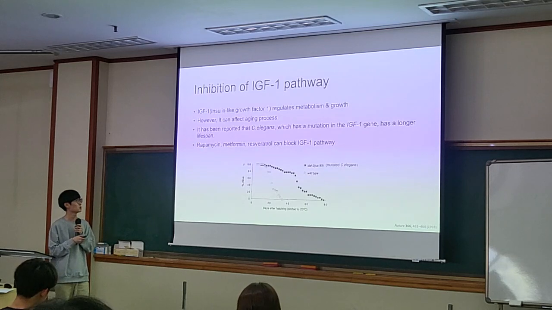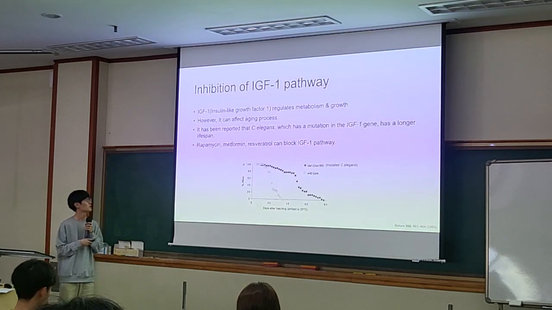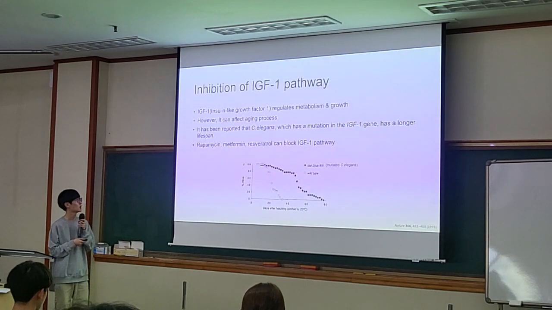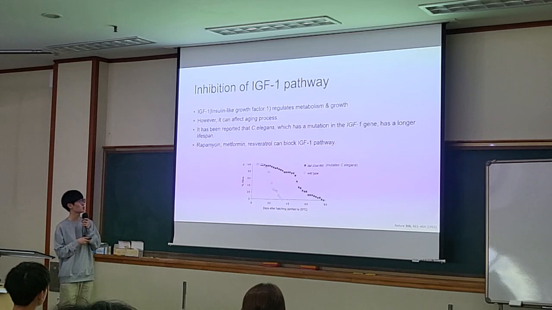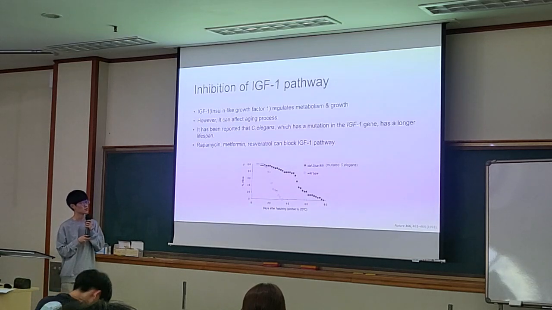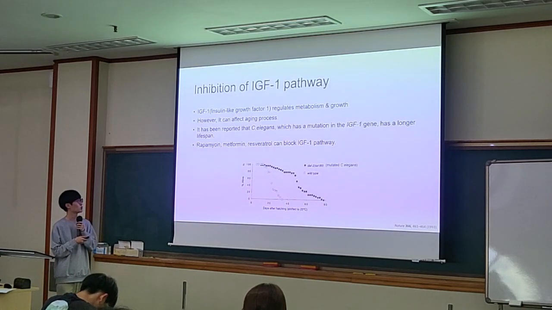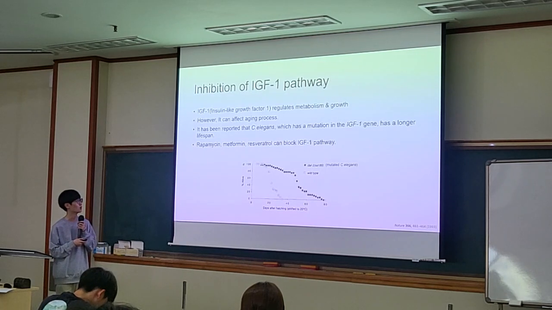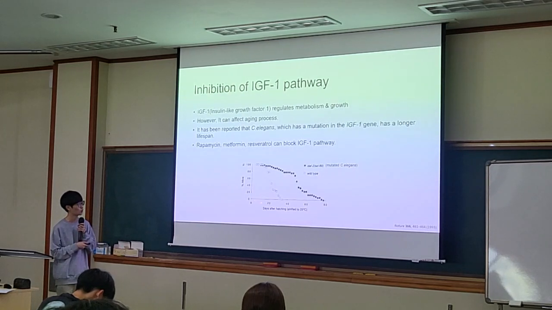First is inhibition of the IGF-1 pathway. IGF-1 is insulin-like growth factor 1, and it regulates metabolism and growth. However, it can affect the aging process and lifespan. It has been reported that C. elegans, which has a mutation in the IGF-1 gene, has a longer lifespan. In this graph, this mutated C. elegans has a longer lifespan than wild-type C. elegans.